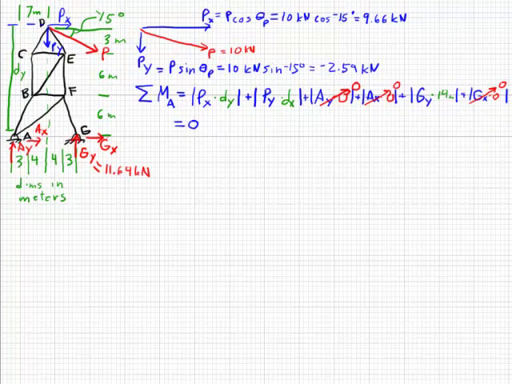Next, we will sum the moments about point G to find the reaction Ay. We'll do it in the same manner as we did around point A. So I sum the moments about point G, they must equal 0. And I will list off my 6 forces.